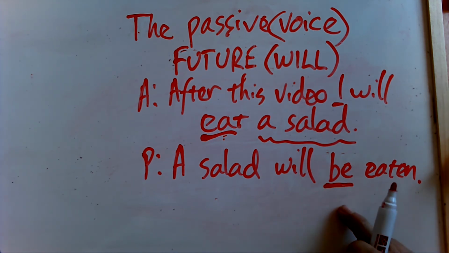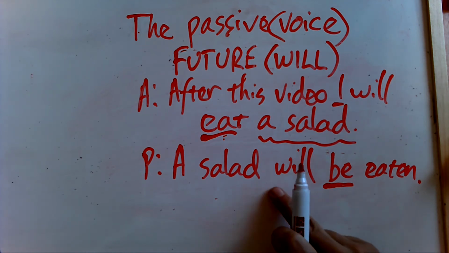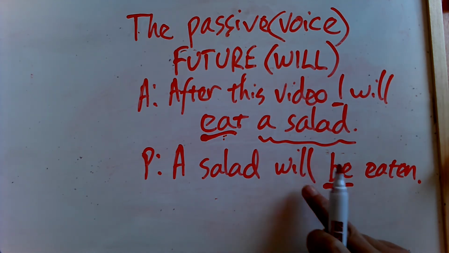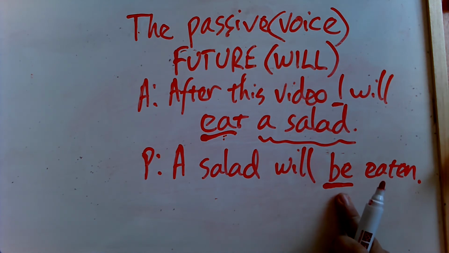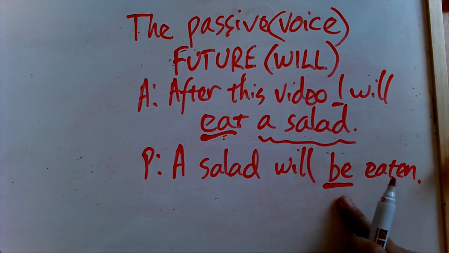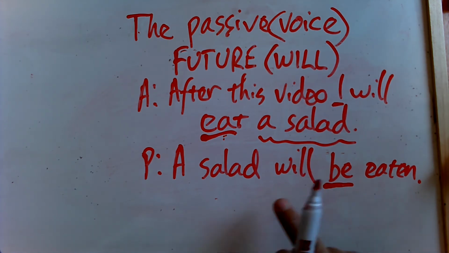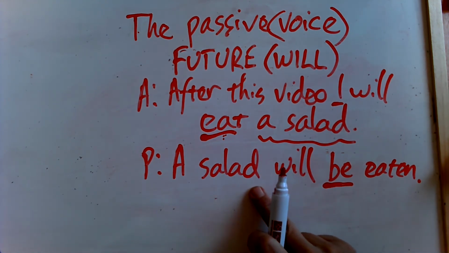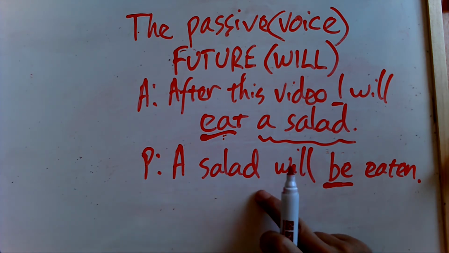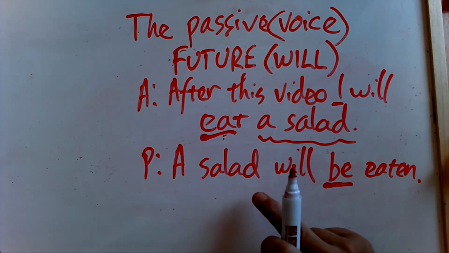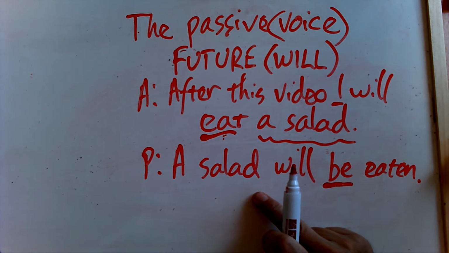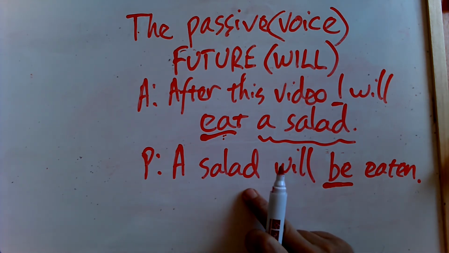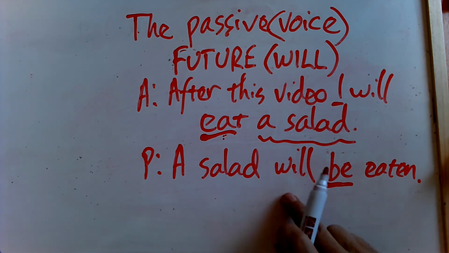Form of to be, it will always be, okay, because will overrules any changes that we could make with the verb to be. So for the future with will, it will always be. A salad will be eaten. Okay, it doesn't matter what number we have, what person we have, whether first, second, third person for the salad, okay, for the subject of the sentence. A salad will be eaten.